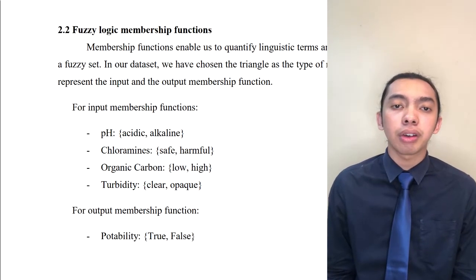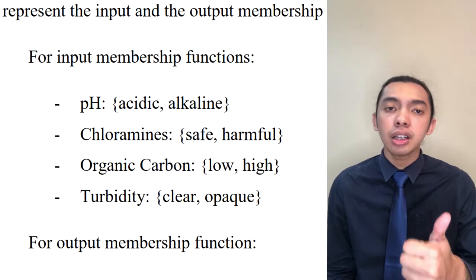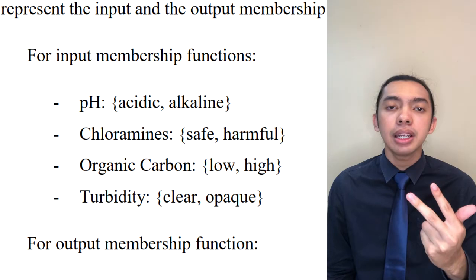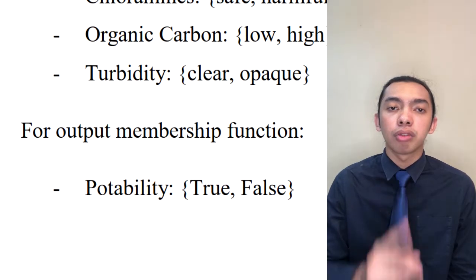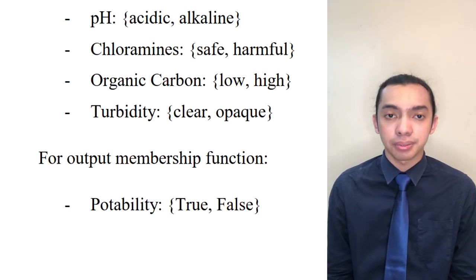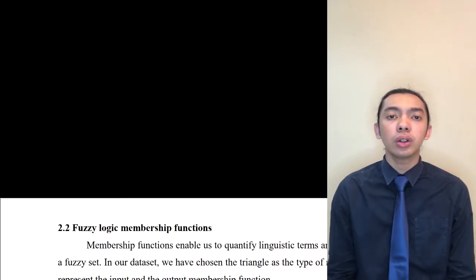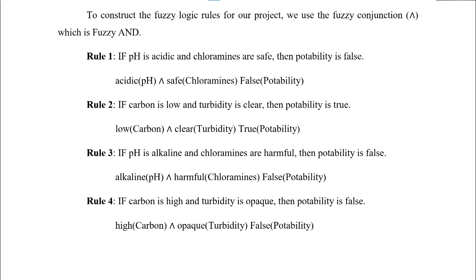In our project, we are using 5 membership functions, including an output. We separate them into 4 membership functions for input and 1 for output. The input membership functions consist of pH level, chloramines, organic carbon, and turbidity, while the output is potability for safe drinking water. Next, we are using fuzzy conjunction, which is fuzzy AND, to construct fuzzy logic rules. There are 4 fuzzy logic rules for our project.